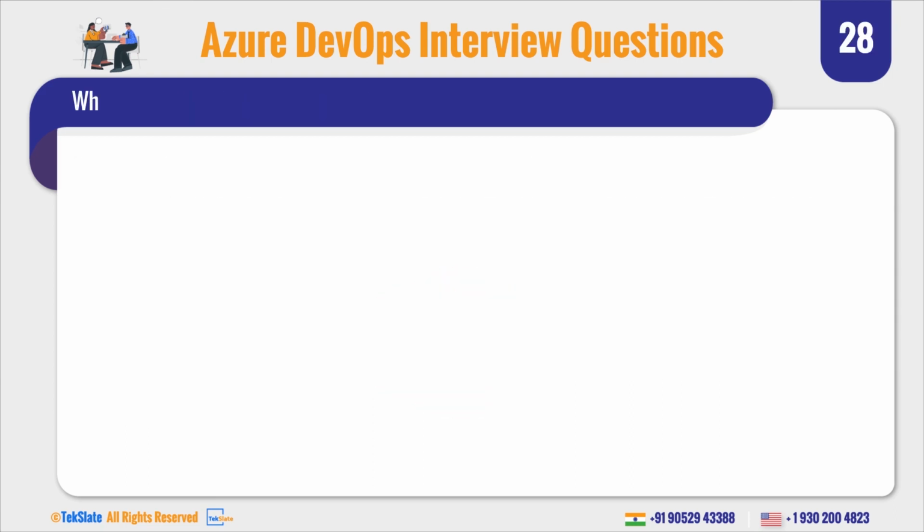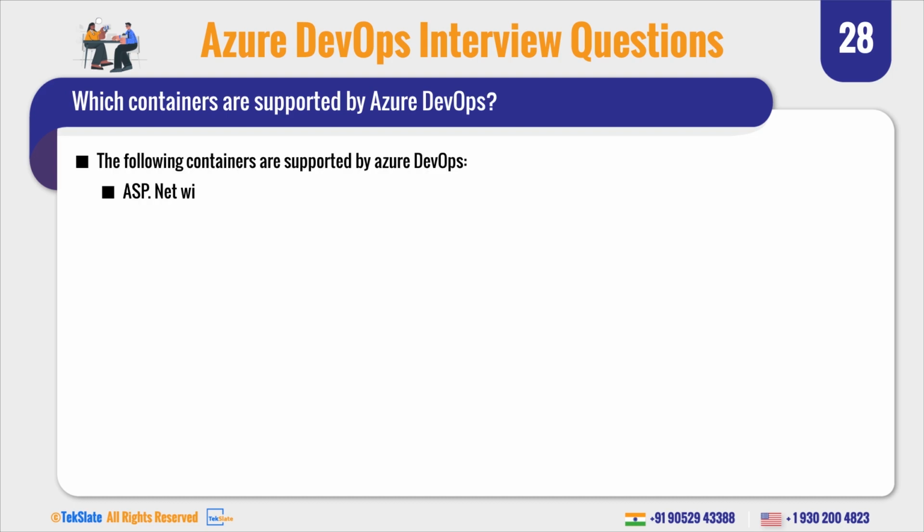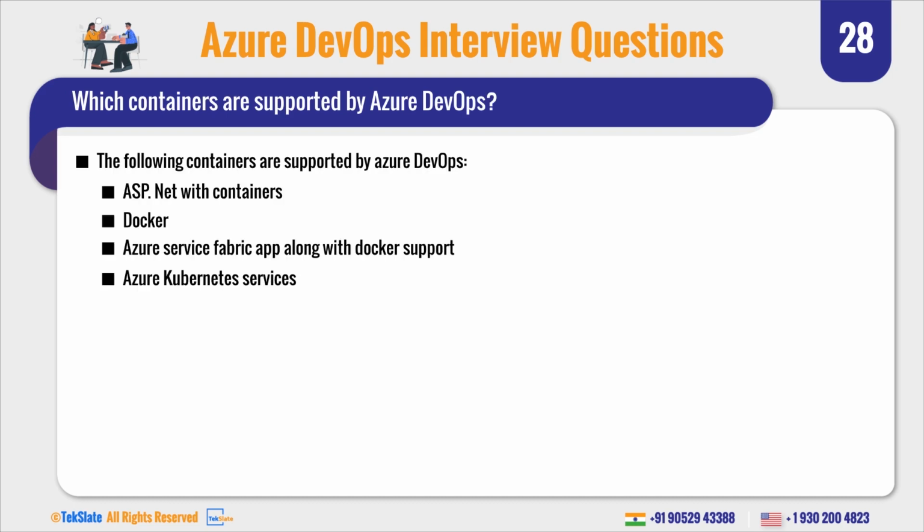The next question is, which containers are supported by Azure DevOps? Basically, before answering this question, you must answer what exactly is a container. To package the software code, its dependencies and its configurations into a single object or a unit, you basically use the container. Multiple containers can be there working and sharing the operating system on the same machine. So this enables fast, consistent, and reliable deployments. The following containers are supported by Azure DevOps, such as ASP.NET with containers, Docker, Azure Service Fabric app along with Docker support, and Azure Kubernetes services.